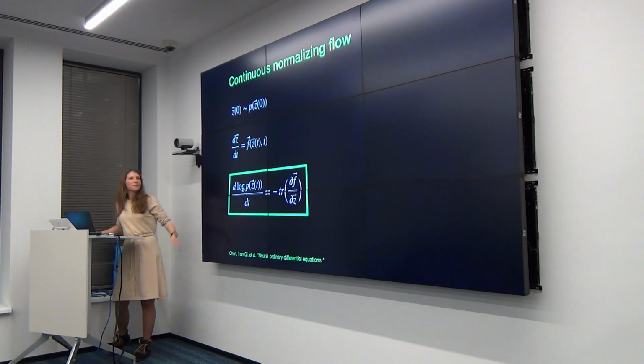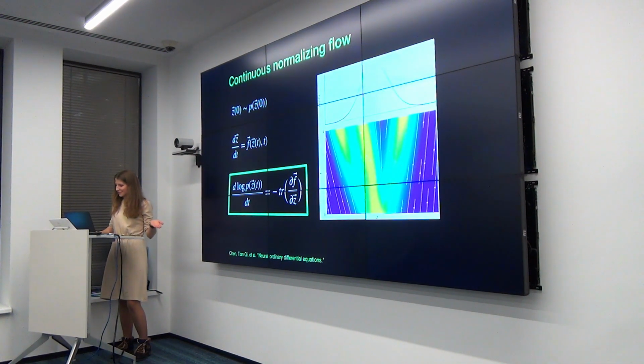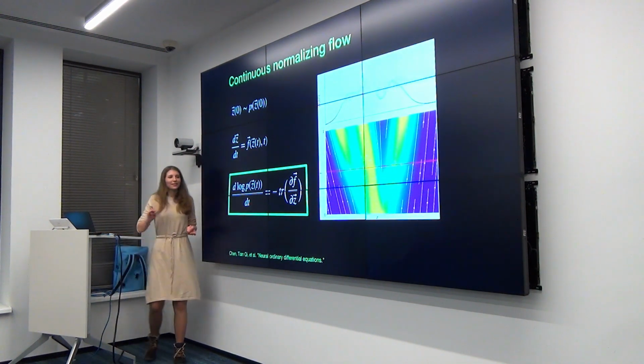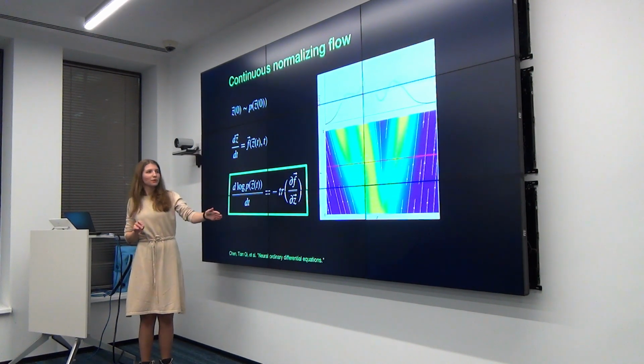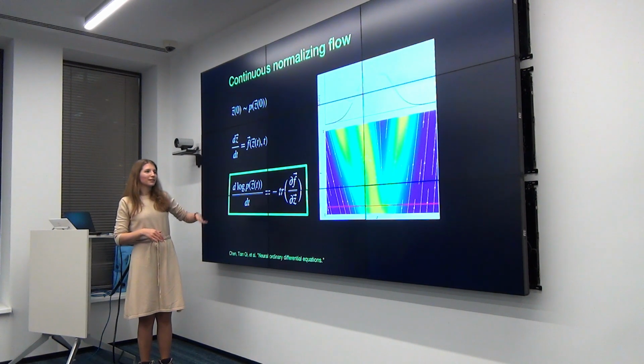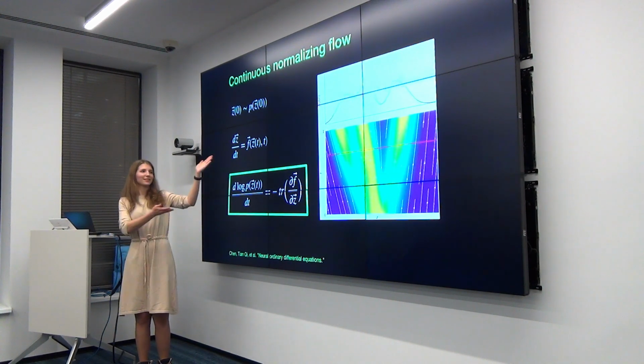Here it is. And what it allows us to do is take some initial distribution, for example a normal distribution, and continuously transform it to some more complicated distribution, like in this picture.